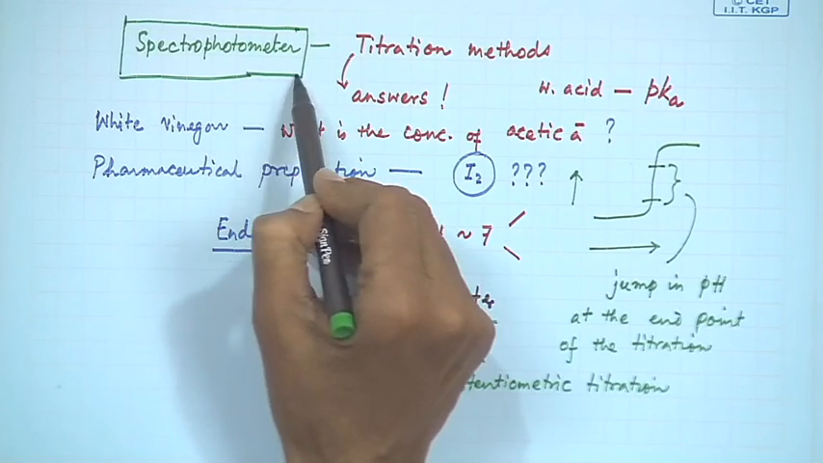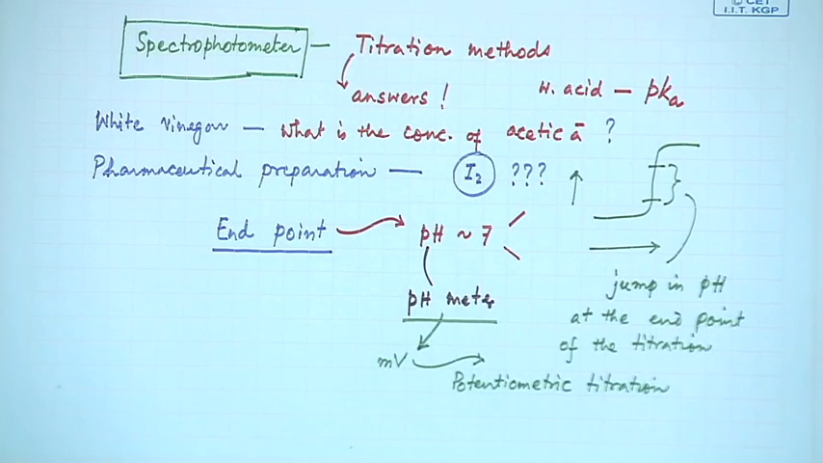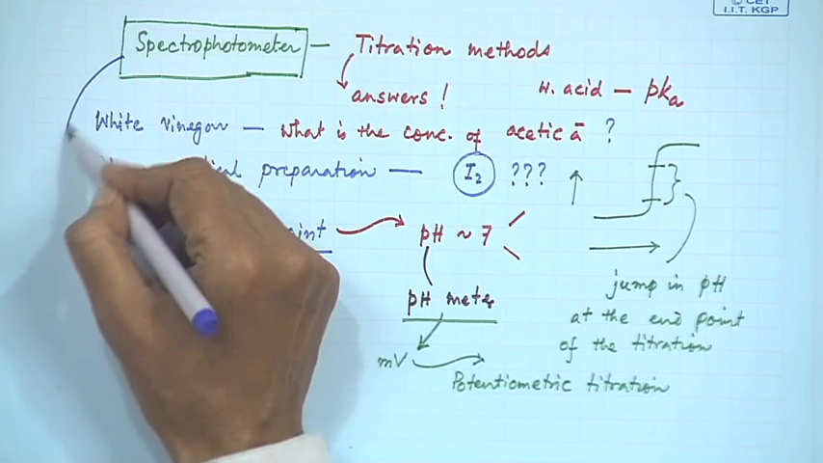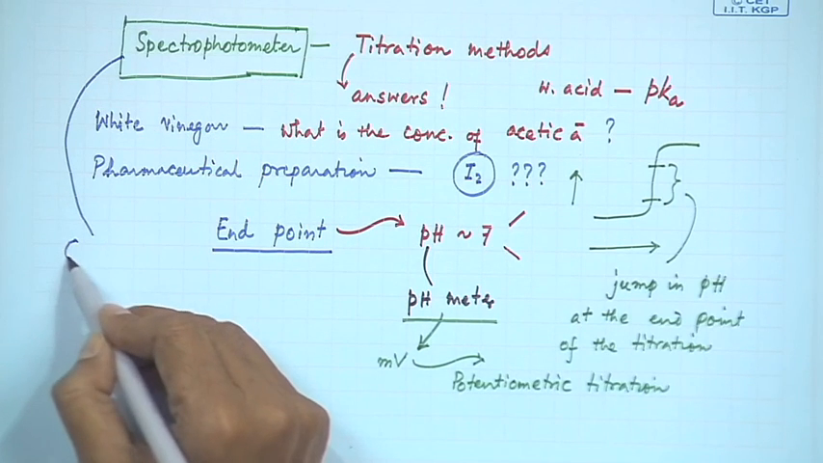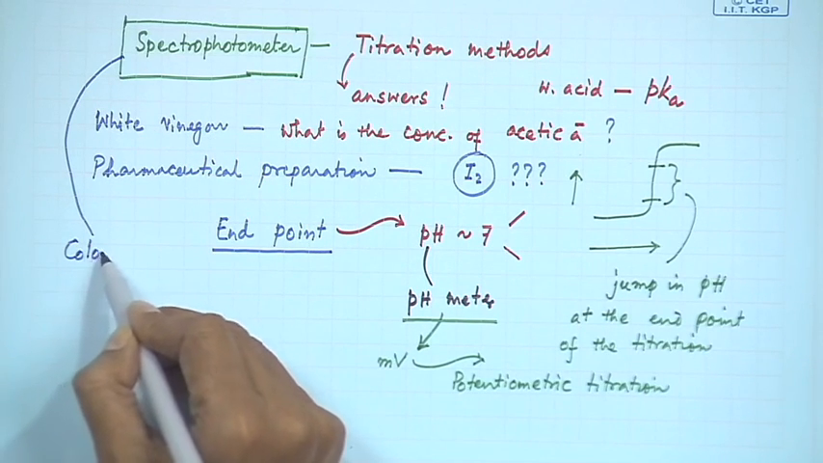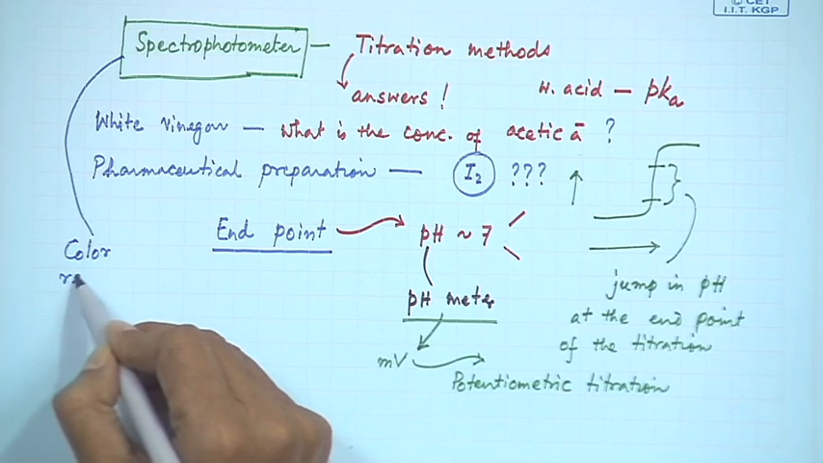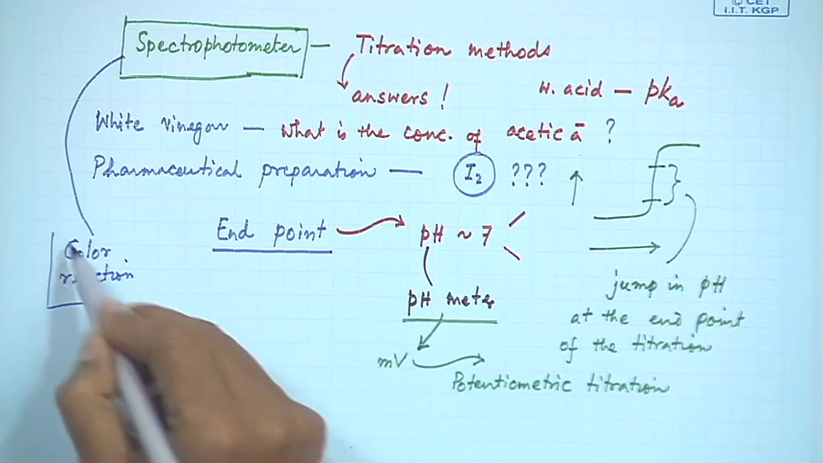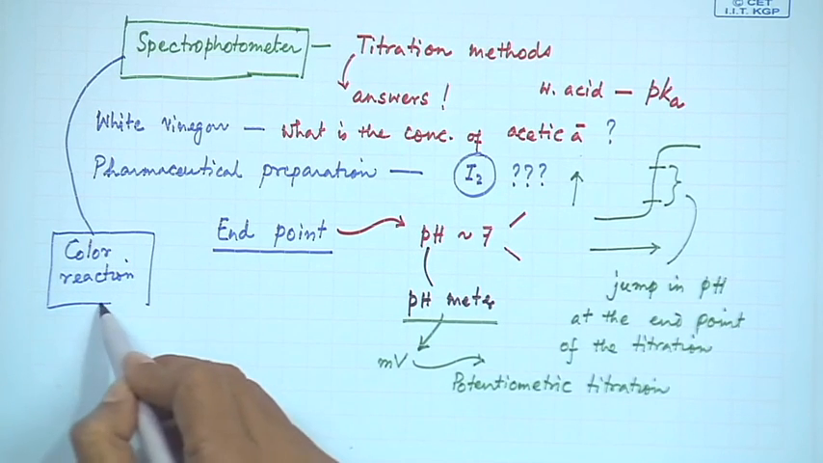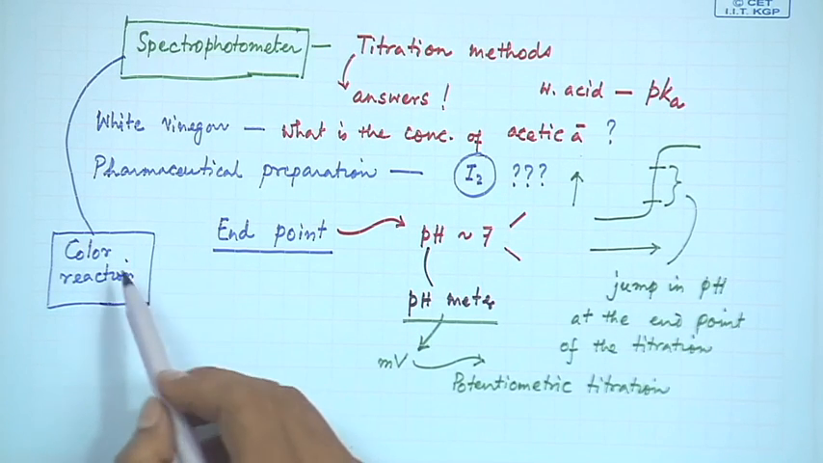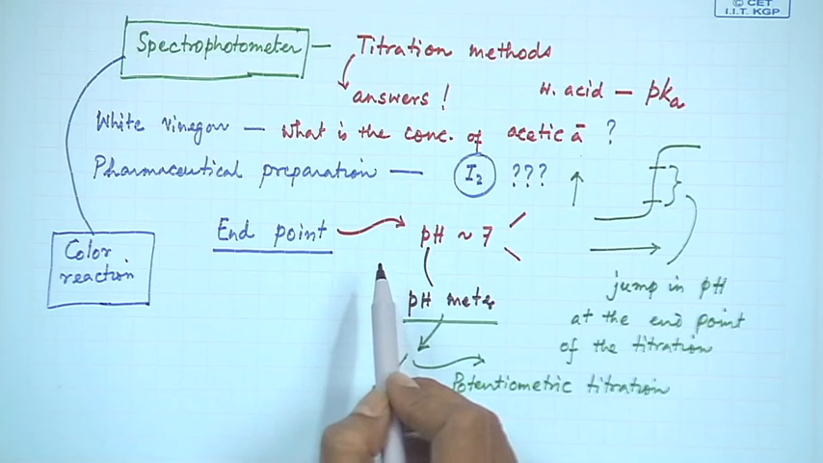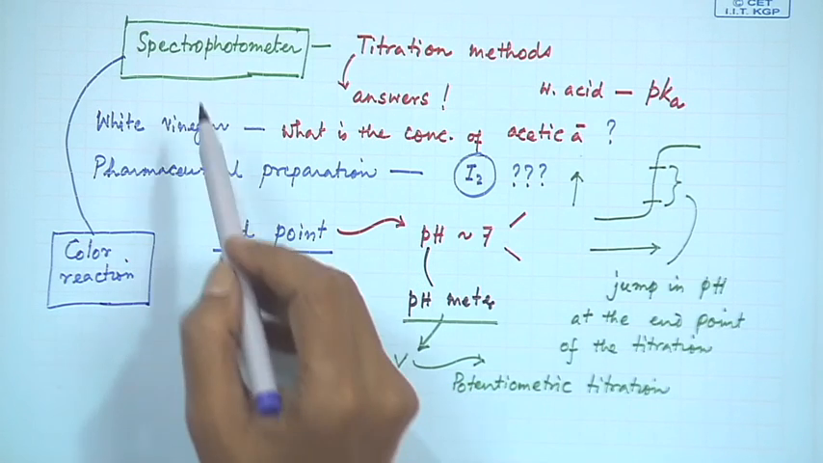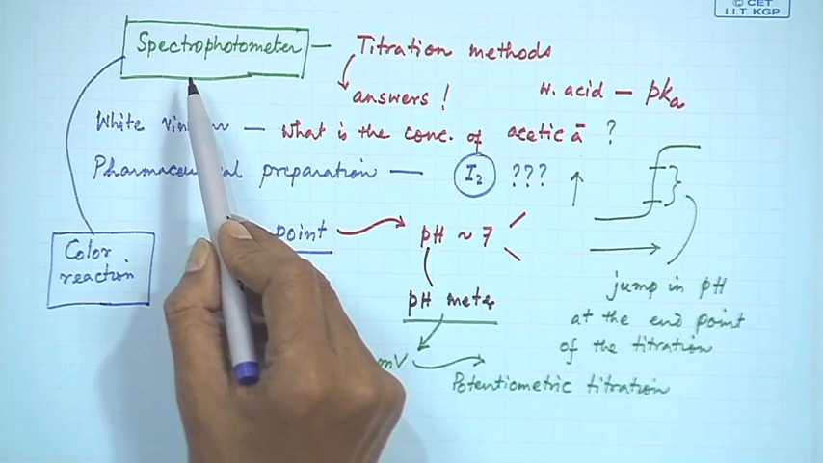So, once we are talking about the spectrophotometer, we should be thinking of any reaction or any change in the corresponding color. So, we will be looking for some color reaction, and whether this particular color reaction can be helpful to detect the end point of any titration reaction, and that color can be measured by a typical spectrophotometer. So, that we will see in our next class. Okay, thank you very much.